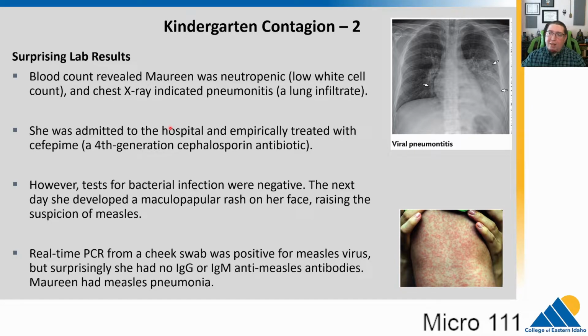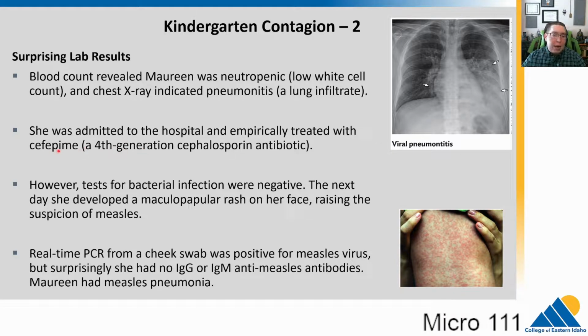So we're going to do some tests. And first we do a blood count. She is neutropenic, so she has a low white cell count. So something is wrong there. We do a chest x-ray. She has some sort of pneumonia disease. We can see inflammation in the lungs. So the first thing they're going to do is they're going to empirically treat her with an antibiotic. We don't know what is causing this pneumonia yet, but we're going to try something because she's in a very risky place. She's having trouble breathing.